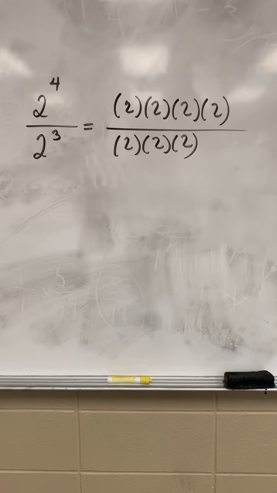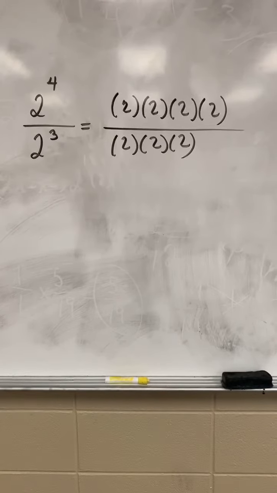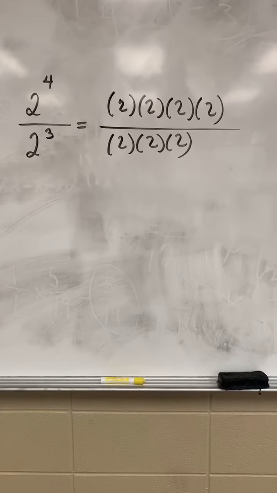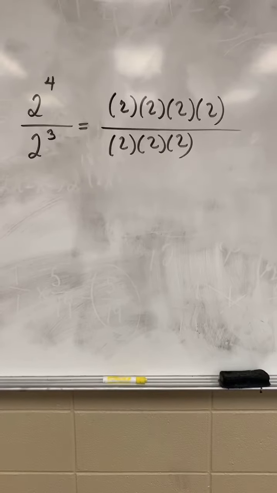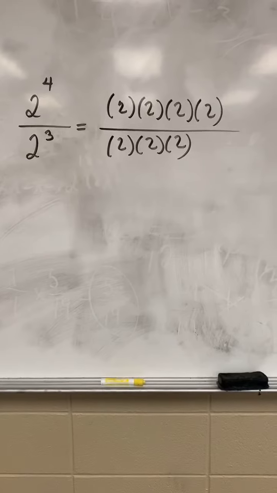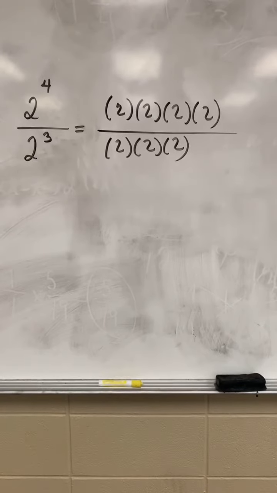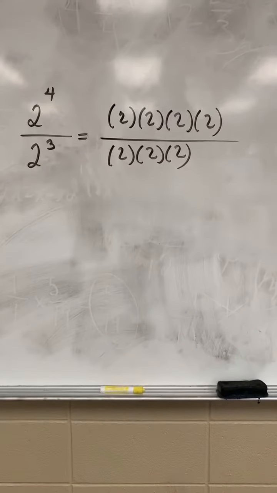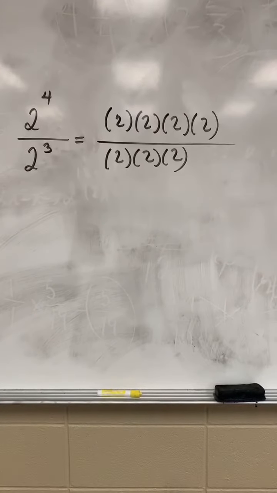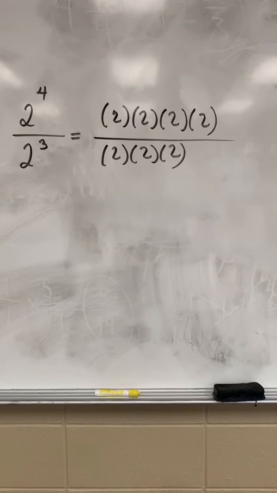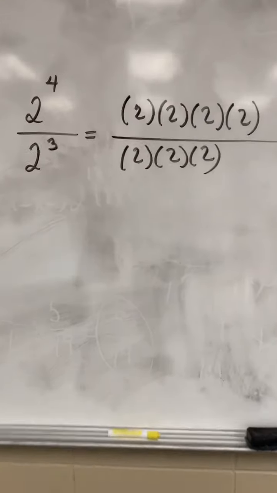Yep, so 2 to the fourth power. Notice in the top, I have 2 to the fourth power. That's why I have the repeated multiplication 4 times. The denominator is 2 to the third power. Look at the bottom. I have repeated multiplication 3 times. All we do at this point is simplify. Anytime you take a number divided by itself, its result is 1. So I'm going to go through and start finding all my 1s.